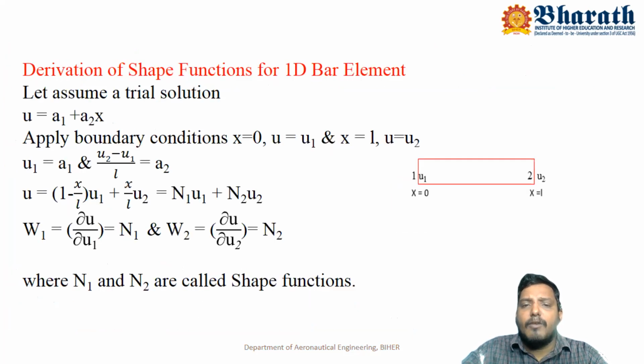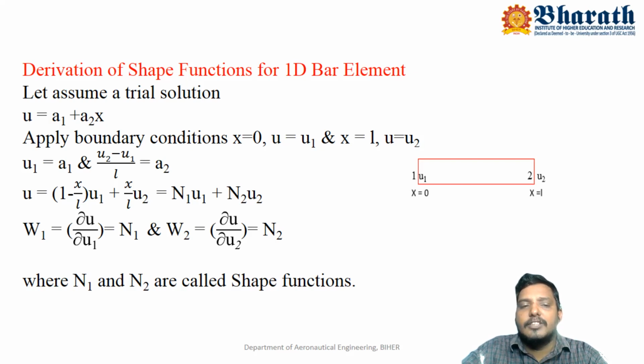The first step of formulation of the finite element equation is to derive the shape functions. I already told you that it's a mathematical expression. It will tell us how the field variable varies inside the element. So we go for finite element analysis. We use linear based trial solutions. Then we assume a trial solution u is equal to a1 plus a2 x. We have two constants. We need two boundary conditions to find the values of a1 and a2. The first boundary condition: when x equal to 0, the displacement u equal to u1. When x equal to L, the displacement u equal to u2.